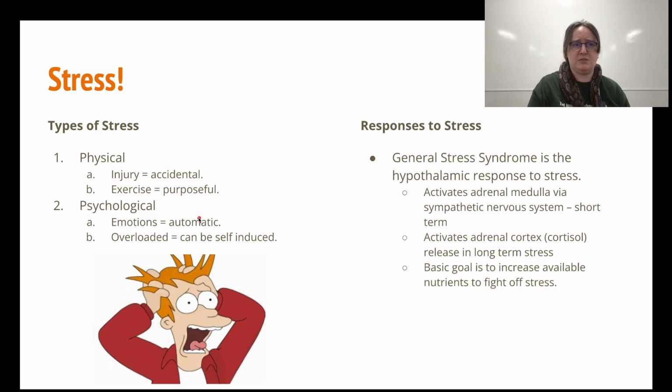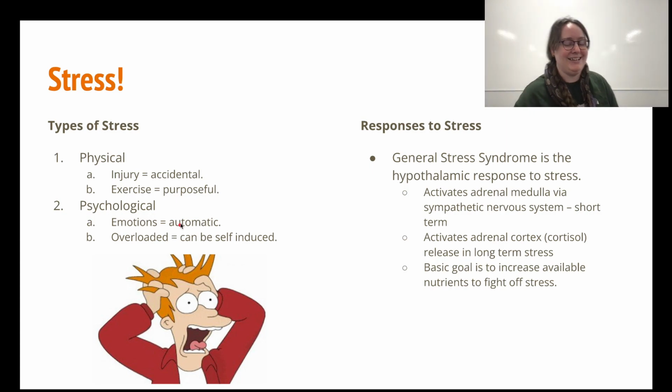Anyway, so exercise is purposeful physical stress, and it helps with some psychological stress too. Sometimes just taking a nice walk or getting the stress out of my shoulders with some exercise is nice to do. Anyway, psychological. So emotions, that's automatic. But you can get overload, which can be self-induced, which is hysterical. Your book points this out. Yeah, you can be psychologically overloaded.